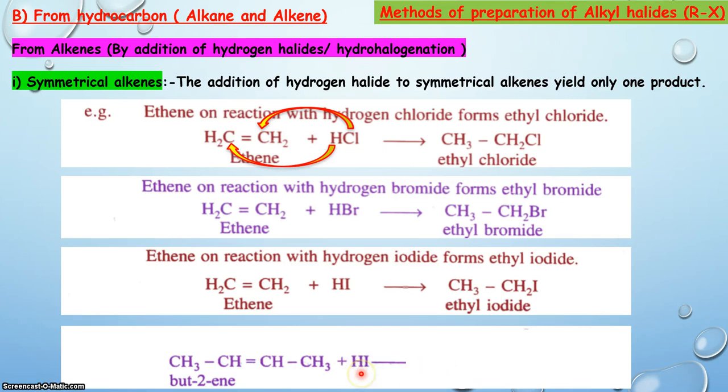Where to add this hydrogen or iodine? There is no such rule for symmetrical alkene. But only one thing we have to remember, addition of this hydrogen halide should take place across the double bond only. So here we are adding iodine to this carbon atom and hydrogen to this carbon atom, and the product that results is 2-iodobutane. So numbering will start from the right hand side, that is 1, 2, 3, 4. So 2-iodobutane.